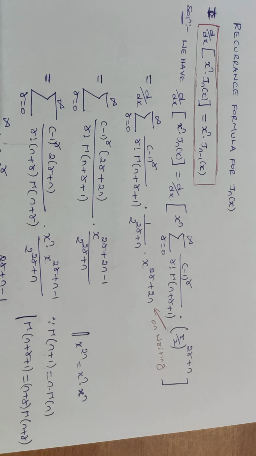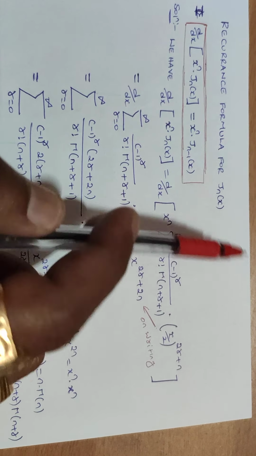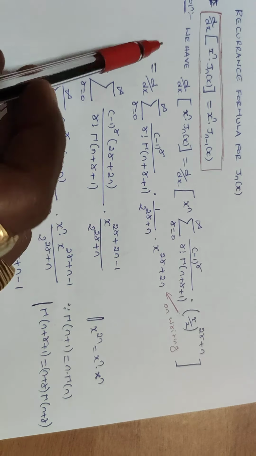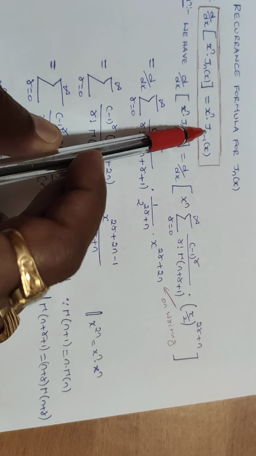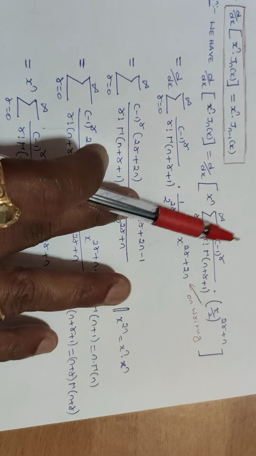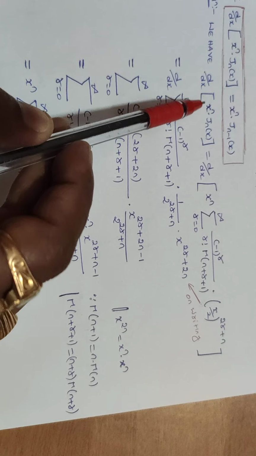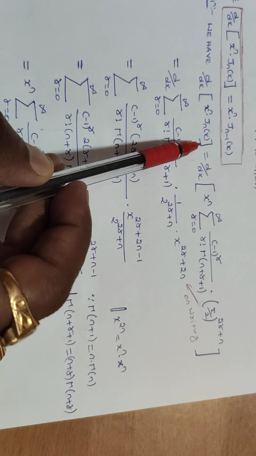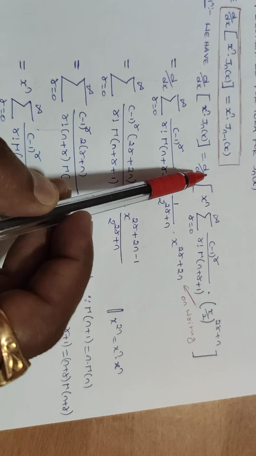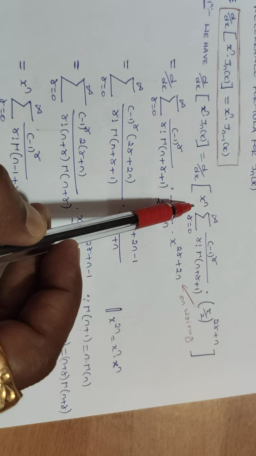Today we discuss the concept recurrence formula for Jn of x. To prove d by dx of x to the power n into Jn of x, which is equal to x to the power n into Jn minus 1 of x. We have d by dx of x to the power n into Jn of x, which is equal to d by dx of x to the power n.